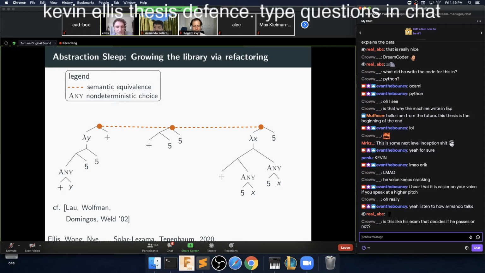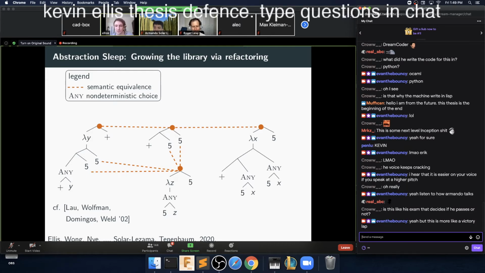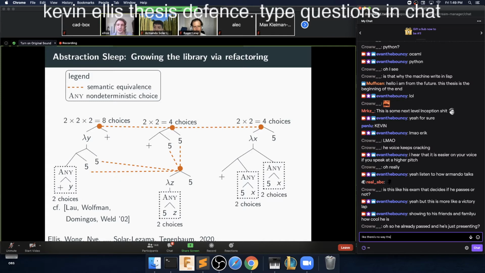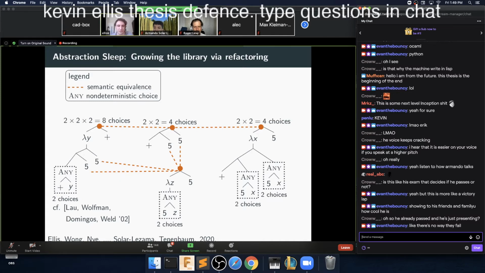There's lots of other ways we could refactor this program. We could abstract out the plus instead of the 5. We could even refactor the number 5. And critically, the reason why we're going to all this work is because this data structure is actually representing an exponentially large set of possible refactorings. So in particular, for each of these any nodes, we have two choices. And if you percolate those choices up the syntax trees, what you get is a kind of exponential growth in the number of refactorings expressed through this repeated doubling.